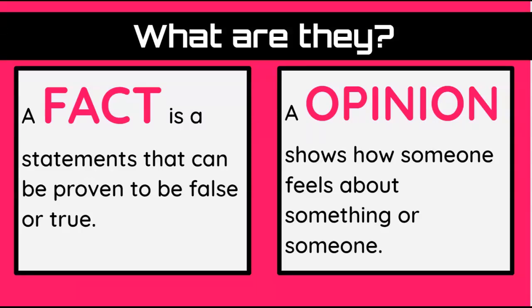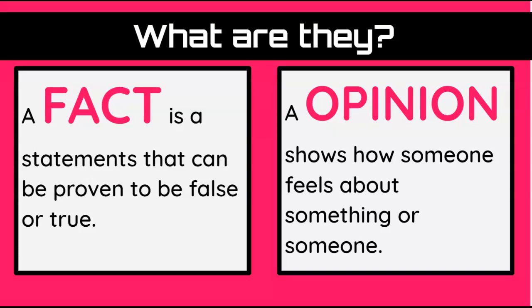Well, first thing we have to know is what is a fact and what is an opinion. So a fact is a statement that can be proven true or false. We'll look at some examples of that soon. Sometimes you will have to give a fact, an answer that you can prove in math. An opinion is how someone feels about something or someone. How they think or feel about something or someone.